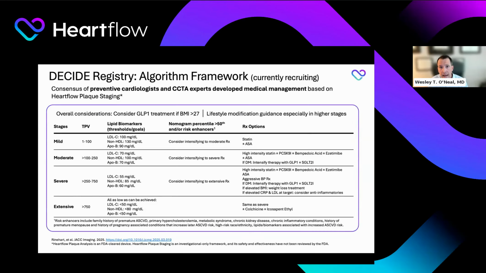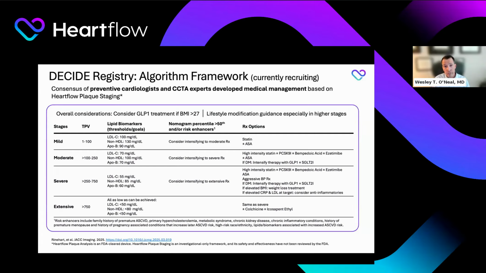This is the framework from the DECIDE registry, which our site is participating in currently. And this just gives a staging algorithm as well as treatment algorithm for patients with the plaque volume obtained from the Heartflow tool. And just to walk you through this, it really is going to aid in how you relay treatment decisions to referring physicians, or even if you're a clinician who treats patients, you can get a lot of information from this DECIDE registry, which is now published. This was a consensus document discussed in the last webinar from preventive cardiologists as well as coronary CTA experts, and it really helped to develop this medical management framework.